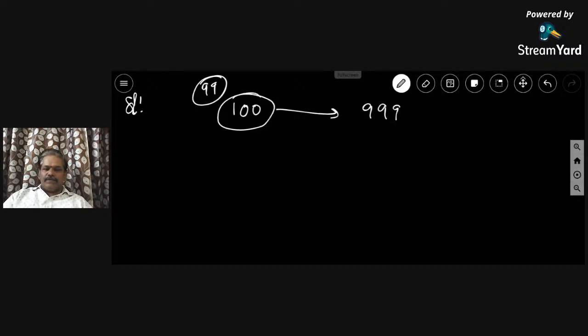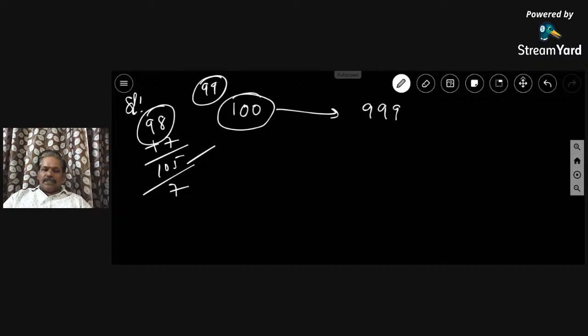Three-digit numbers start from 100. 99 is the largest two-digit number. So the smallest three-digit number is 100 and the largest is 999. But check whether, if you are perfect with the 7 table, you can understand. 14 sevens are 98. 98 plus 7 is 105. 105 is the smallest three-digit number which is divisible by 7.